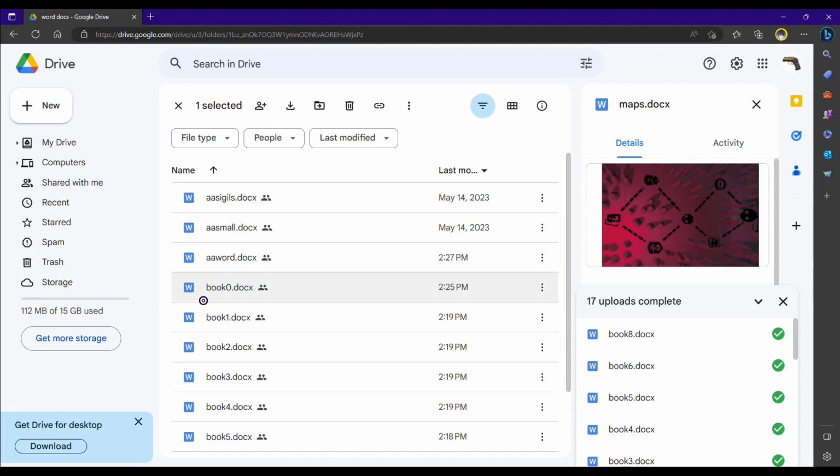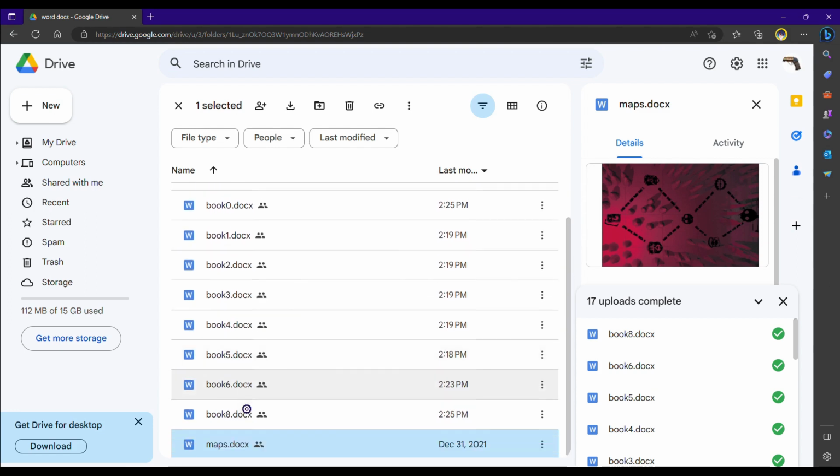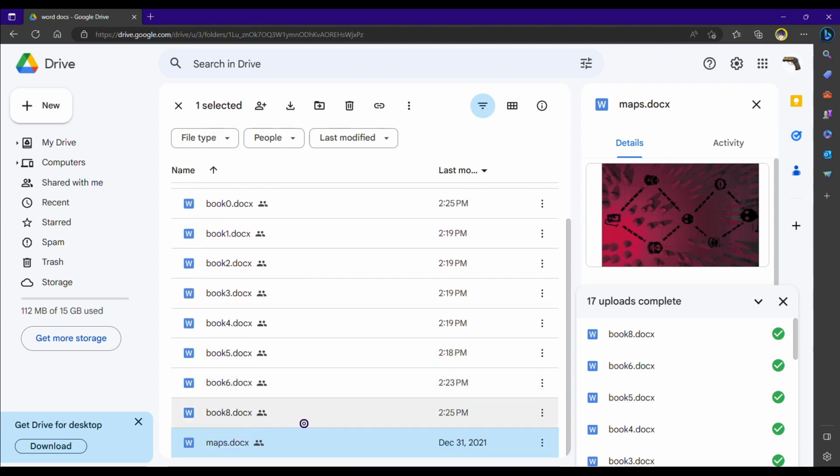I have given you guys a document which is called Book 0, Book 1, Book 2, Book 3, Book 4, Book 5, 6, and 8. I don't know why I didn't put a 7. There is no 7. You're not missing a 7. I just didn't make a 7 for some reason.